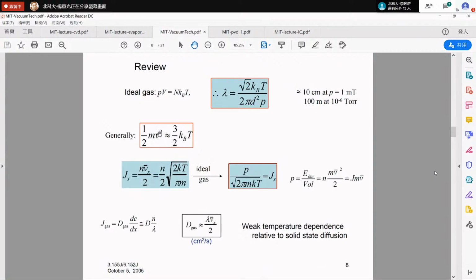And we understand this is Newton's law. This is kinetic energy, and this is proportional to the temperature. So we can do the calculation of the flux. And this flux is proportional to the pressure. More pressure, more flux. More temperature, less flux. So we have a weak temperature dependence relative to solid state diffusion.